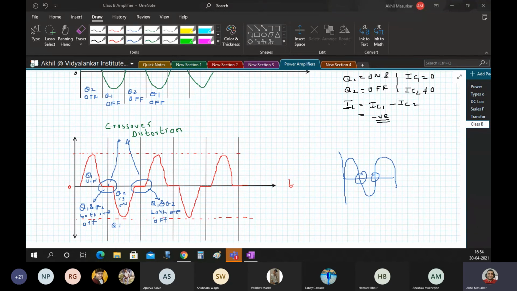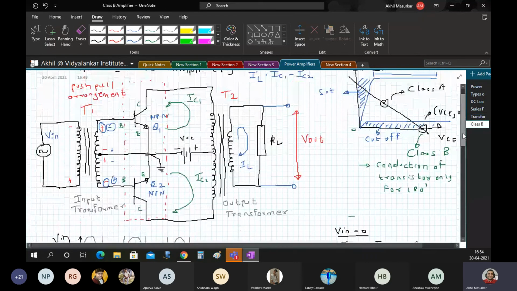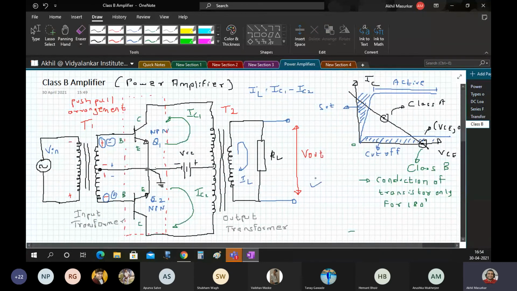Now, how to overcome this distortion? In order to overcome crossover distortion, a class AB push-pull power amplifier can be used. Class AB push-pull power amplifier can be used. So we will do a slight modification in this circuit itself, in the top circuit.